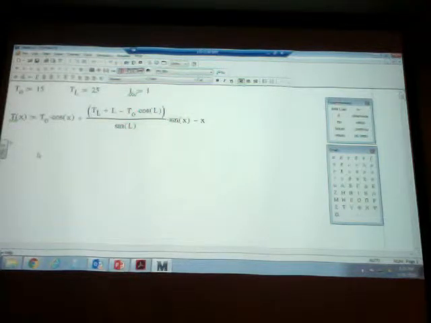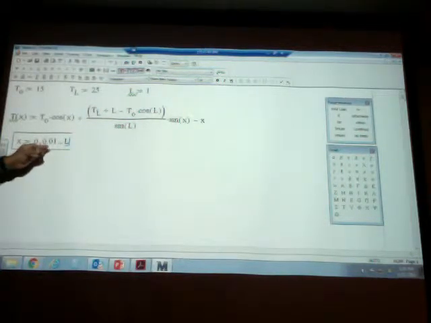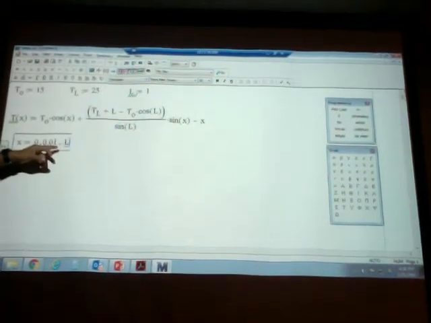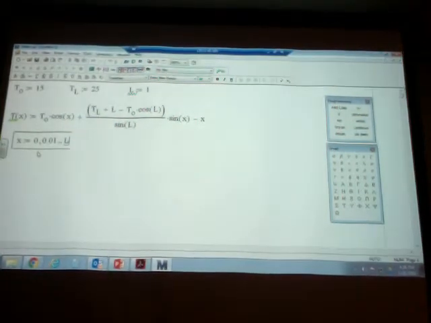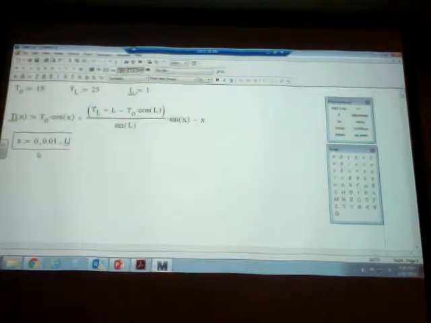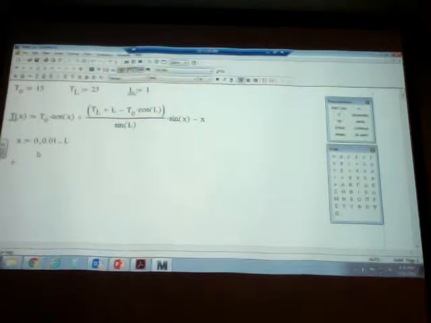I'm going to say that x goes from 0, 0.01 all the way to L. Remember, that's how you describe a range. 0, then the next element in the range, 0.01, and then semicolon. It's not dot dot, it's semicolon, L, whatever L is. All right, so I'm going to introduce a plot. That will be shift 2.